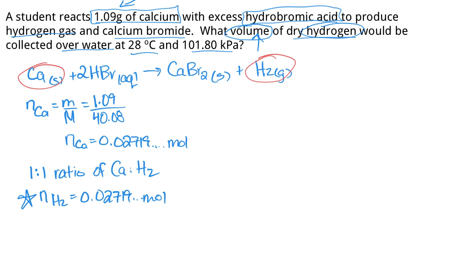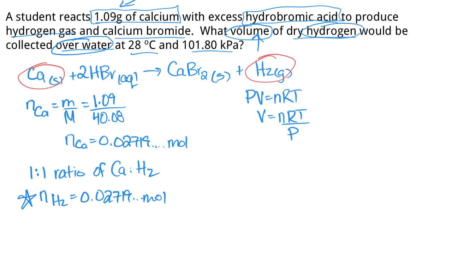Okay. Now that we have moles of hydrogen gas, we can convert to the units we're looking for. And in this case, we're looking for volume. And because it's a gas, we can use the ideal gas law. So we can use PV equals nRT. And we can isolate for volume. So we can use nRT over P. Now, one thing we do need to note is that this is collected over water. So we do need to take into account that there is some pressure from the water vapor here, and we need to subtract that value.